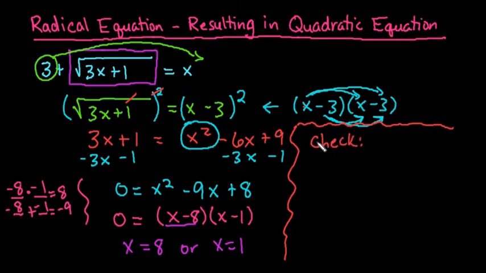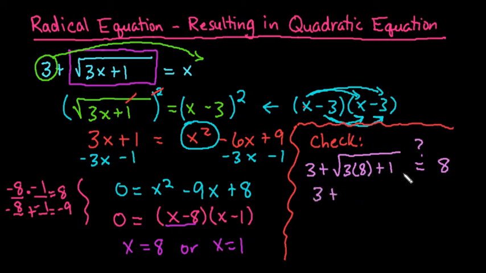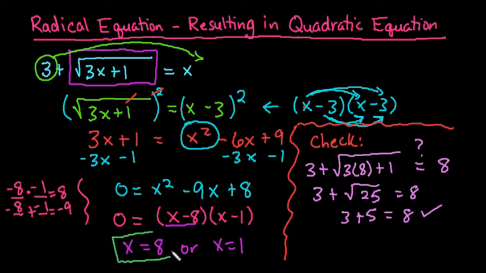So when we check this, if we plug in the first value, so let's plug in 8 into our original equation, we would have 3 plus the square root of 3 times 8 plus 1. And we're going to see, does that equal 8? So if we simplify, this gives us 24 plus 1, which is 25. And the square root of 25 is 5. And 3 plus 5 is indeed 8, so we know that x equals 8 is a valid solution.